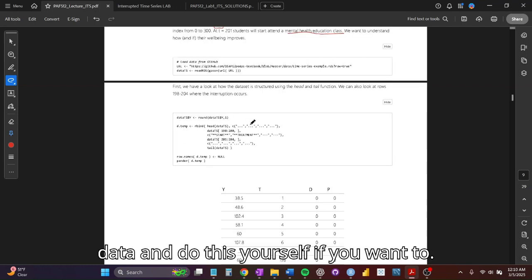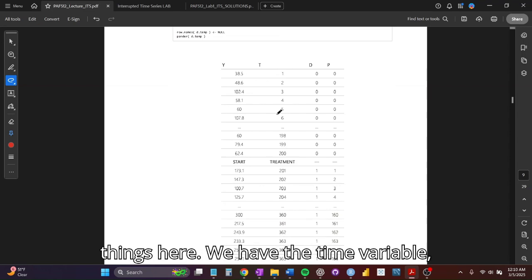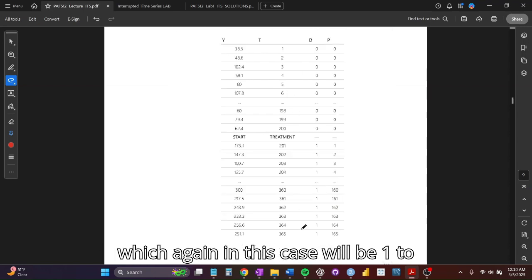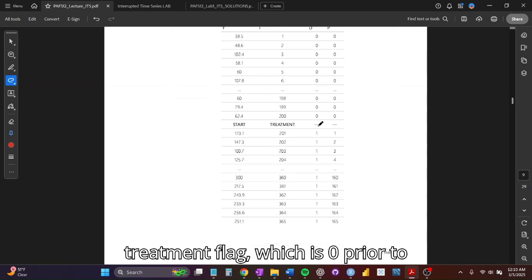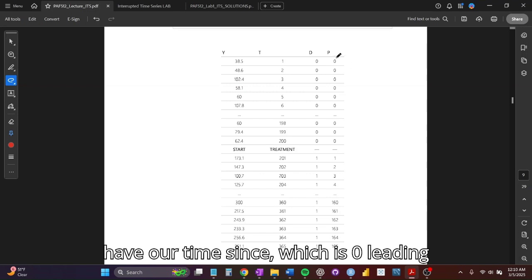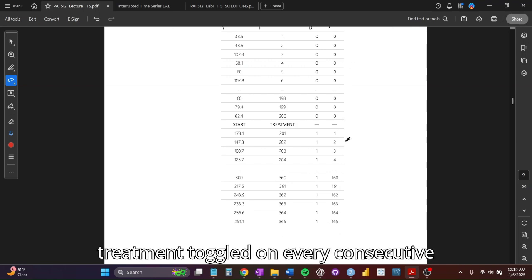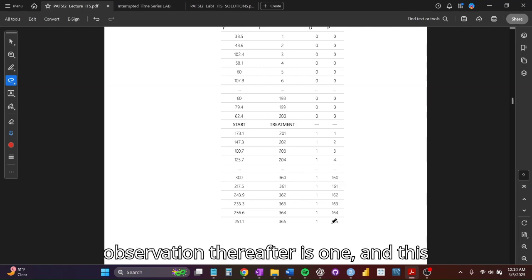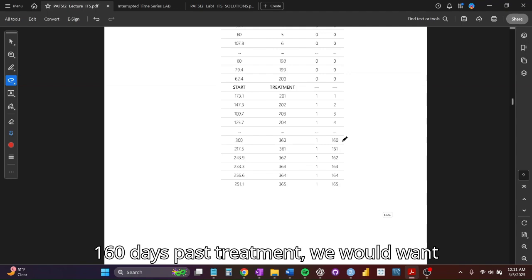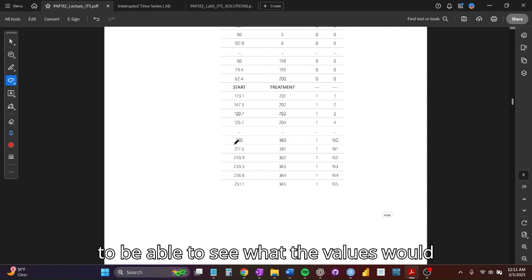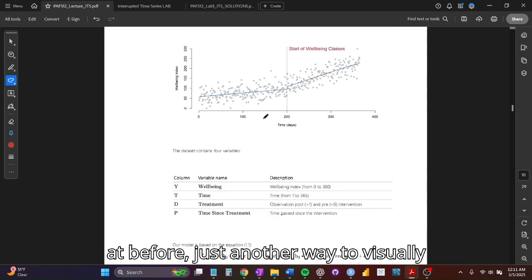And you can actually get this data and do this yourself if you want to. So we're going to be looking at a few things here. We have the time variable, which again, in this case, will be 1 to 365. We have the treatment flag, which is 0 prior to treatment, 1 thereafter. And then we have our time since, which is 0 leading up to treatment. And then on the date of treatment toggled on, every consecutive observation thereafter is 1. And this is 1 for every day. So for every day, 160 days past treatment, we would want to be able to see what the values would be. And here's similar to what we looked at before, just another way to visually represent it.